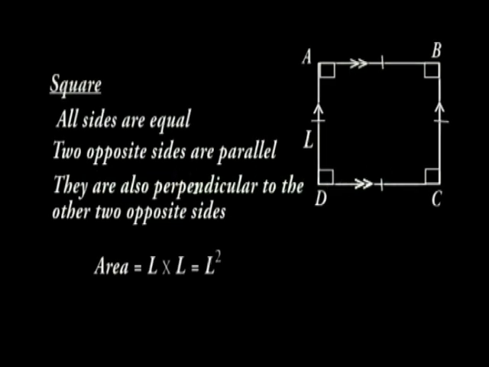A square. All sides are equal. Two opposite sides are parallel. They are also perpendicular to the other two opposite lines. The area of a square is given by length times length, which is length squared.